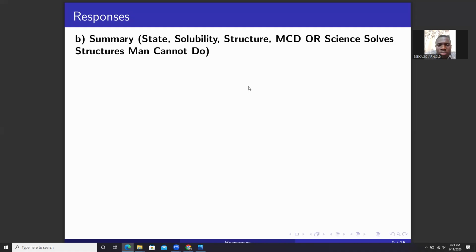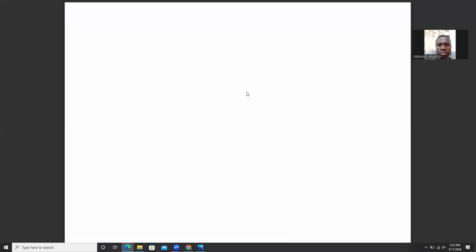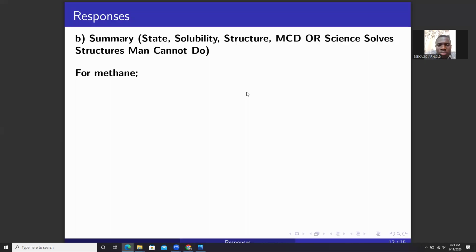So we had explored graphite, and now what do we have? Next, it has to be methane. Recall that the item was requesting properties of any one of the substances. So I decided to give properties of all the substances so that I give you a clear dissection of the question.